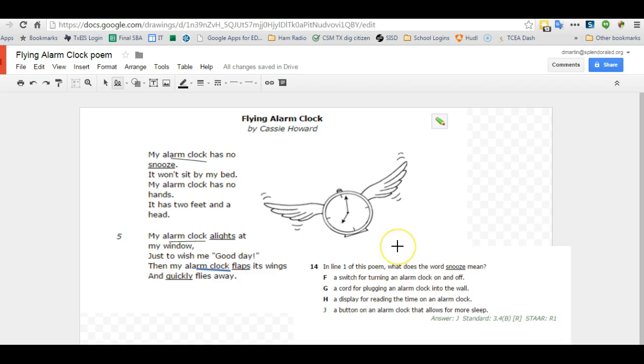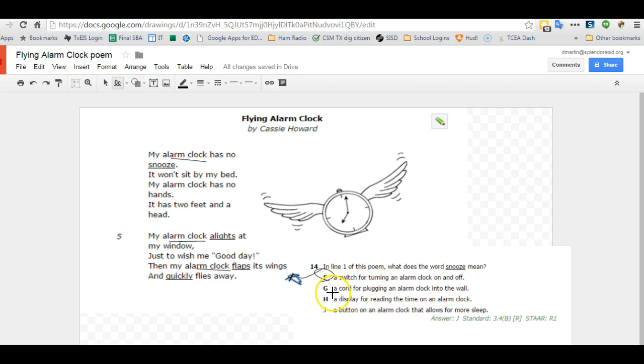And a lot of people jump on F, a switch for turning off the alarm clock, turning it on and off. And that's a good answer, but it may not be the best answer. And so I really encourage you guys that when you run across an answer like this, put a check by it, put a star by it, but don't mark it yet, and let's keep looking. So we like that one, but we're not sure, based on what we know about clocks.